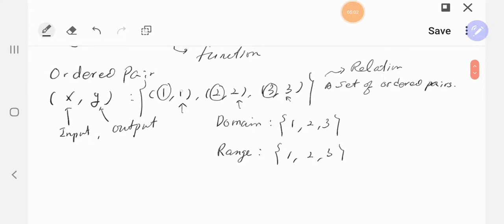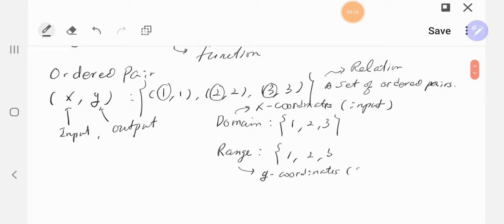So the domain is the x coordinates of the ordered pairs, or the input. And the range is the y coordinates, or the output.